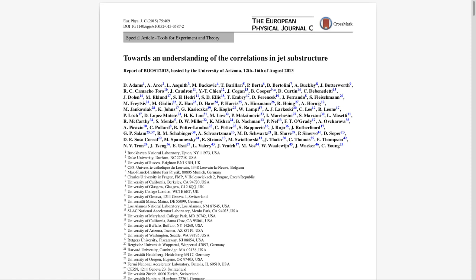Well, imagine these heavier particles as the VIP guests at our particle party. They're not just any guests, they're crucial for understanding the fundamental laws of physics. Okay, I'm intrigued. Tell me more about these VIP particles. So W bosons and top quarks, they're like the celebrities of the particle physics world. They're way heavier than quarks and gluons.